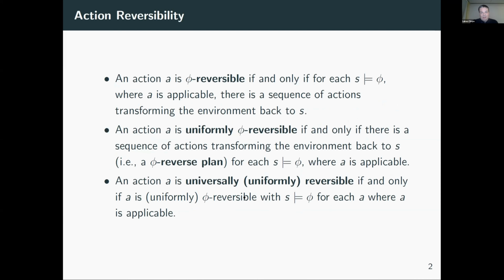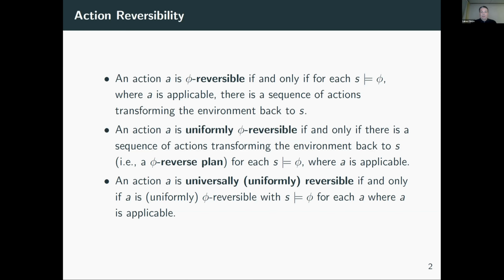The problem of action reversibility is basically about finding a reverse plan back to the state before that action is applied. So formally, we say that action A is phi reversible if and only if for each state S that entails formula phi, in which A is applicable, there is a sequence of actions that transforms the environment back to the state S, right? So that we reverse the effect of the action.